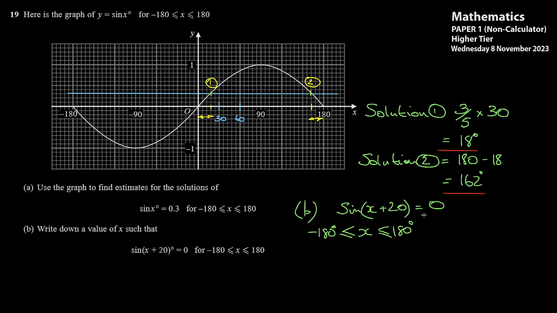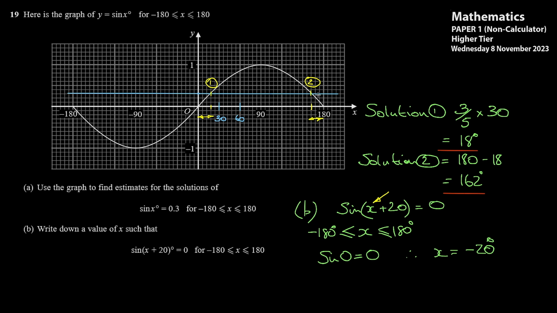So part B, rewriting the question, we've got to find a value of x such that this is true. Well, the most obvious solution is this one here, because sine 0 is equal to 0, therefore x must be equal to negative 20 degrees. And x does lie between their two limits, so this is a perfectly good solution.